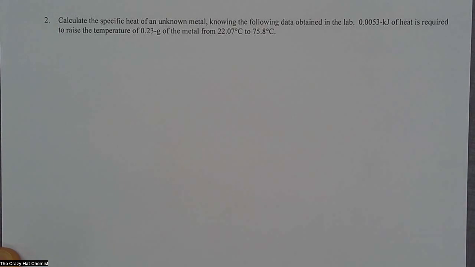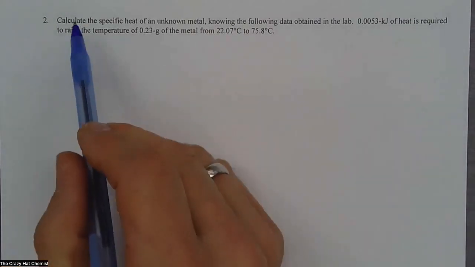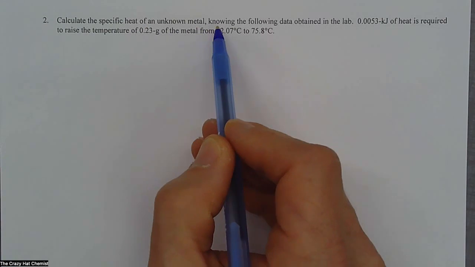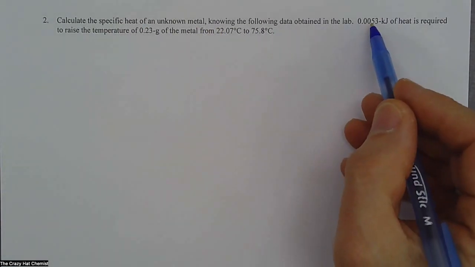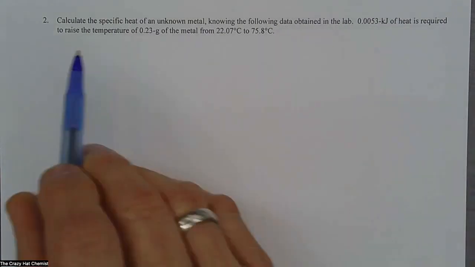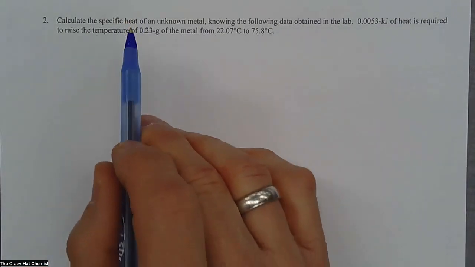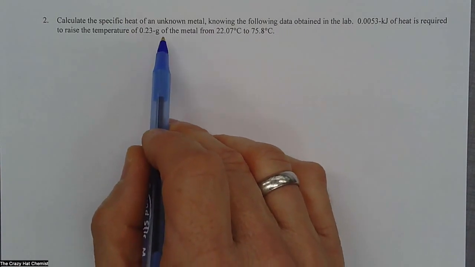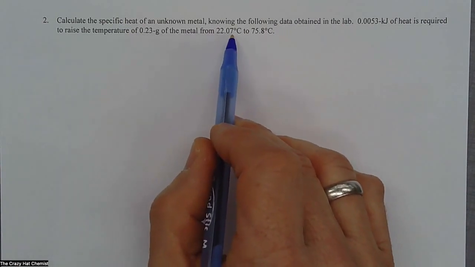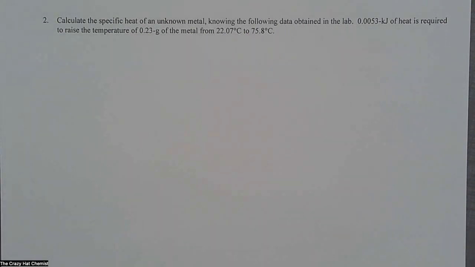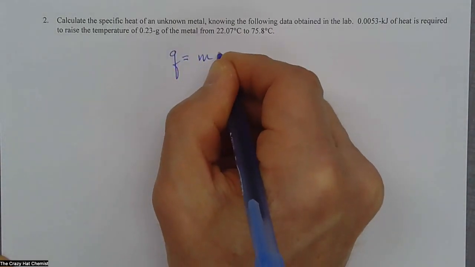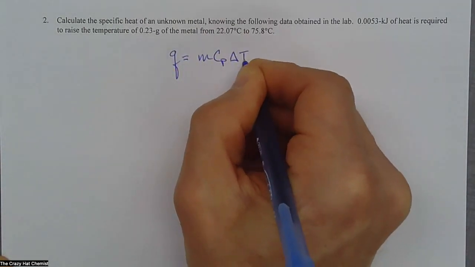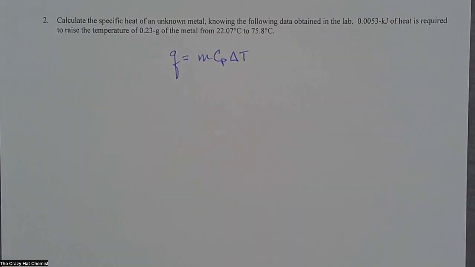All right, problem number 2. It says, calculate the specific heat of an unknown metal, knowing the following data obtained in the lab. It says we have 0.0053 kilojoules of heat is required to raise the temperature of 0.23 gram of a metal from 22.07 to 75.8 degrees Celsius. All right, so really what we're doing is Q is equal to mCp delta T. So we're going to be using that equation right there.